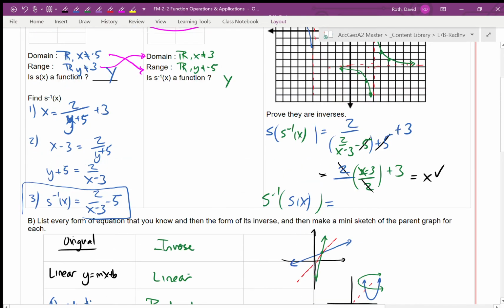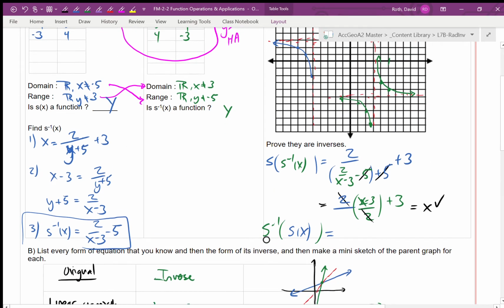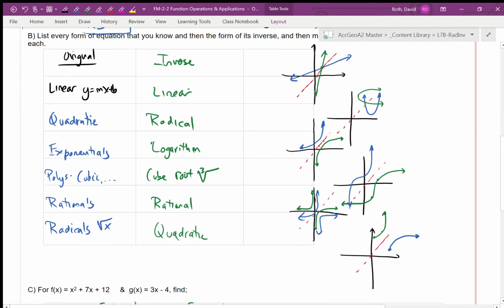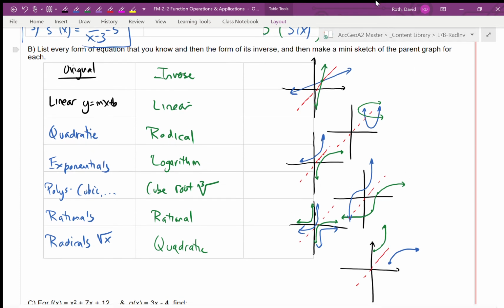Okay, so hopefully that was just a summary of what we did yesterday, some key points. The point of this section is that all different kinds of equations have inverses, and to see this in summary form: the inverse of a linear is another linear, as you can see here. The inverse of a quadratic is a radical. That's the one we did yesterday right over here.